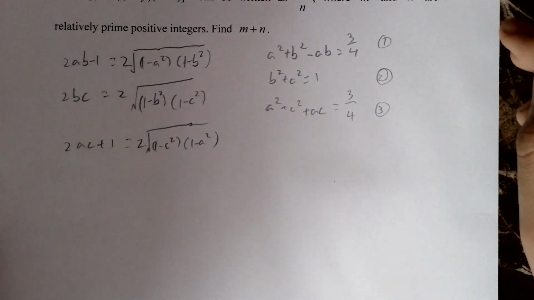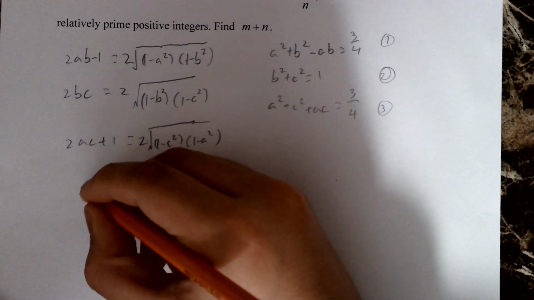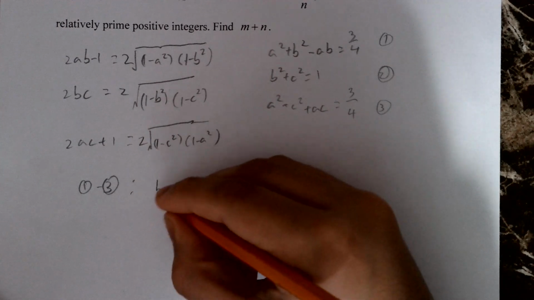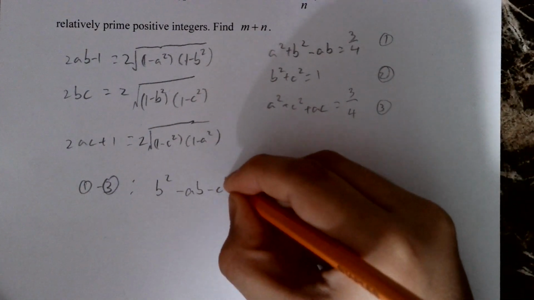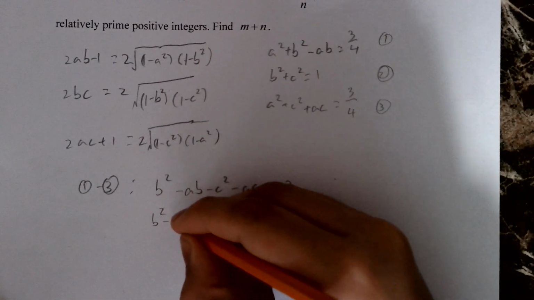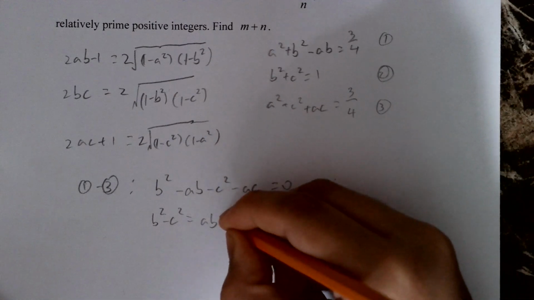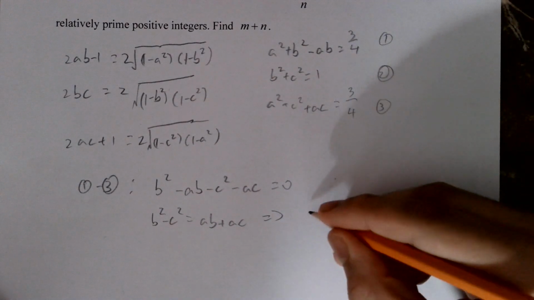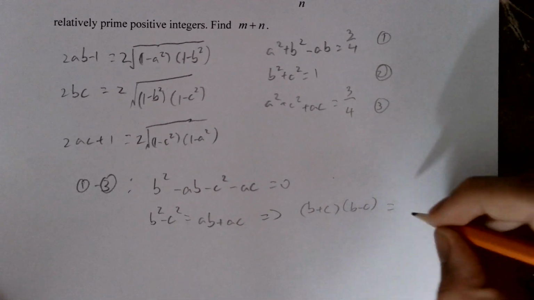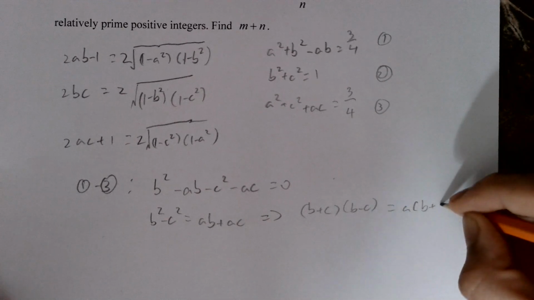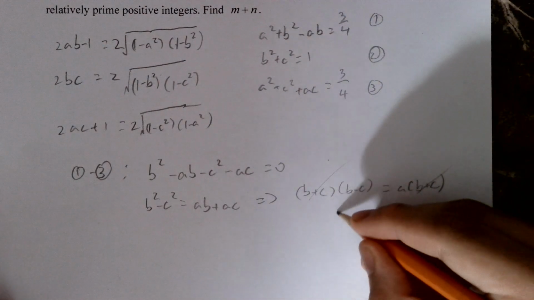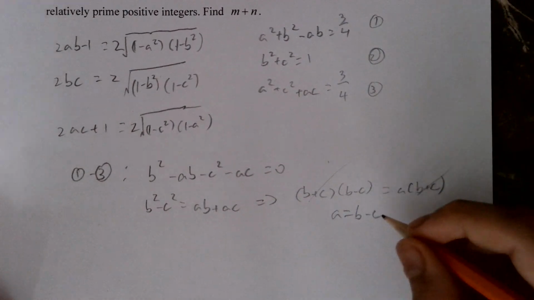So now let's start solving for these variables. Let's do equation 1 minus equation 3. From this, we should get b squared minus ab minus c squared minus ac equals 0. So now let's factor this. Now we get b squared minus c squared equals ab plus ac, which in turn can be turned into (b plus c)(b minus c) equals a times (b plus c). Now we can cancel the b plus c, and we get that a is going to equal b minus c. So we'll keep this here for now.